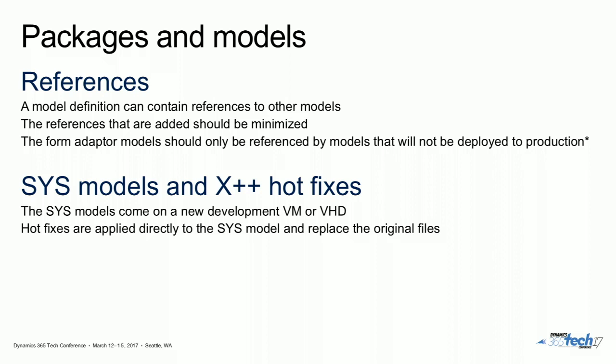Okay, so the sys models, which are what we ship with every release of the application, the only way to get them is on a new development machine. I mean, you can copy them from one, but there's not a package for them or anything like that. They just come on a new machine. And the hotfixes are applied directly in the sys layer. So if you need a new main account table because of a hotfix, the hotfix version replaces the original one. It's different than 2012, right? They came in an overlayer fix.